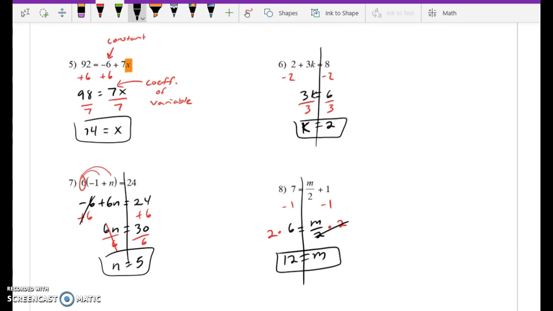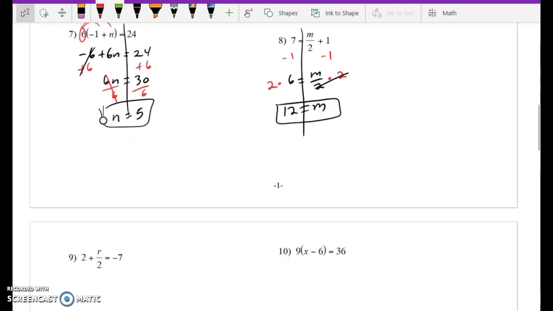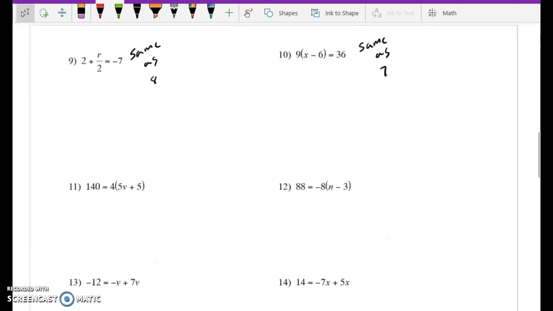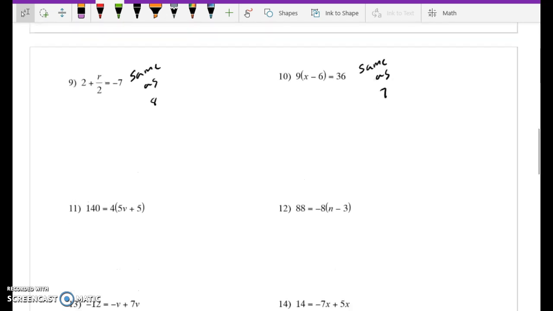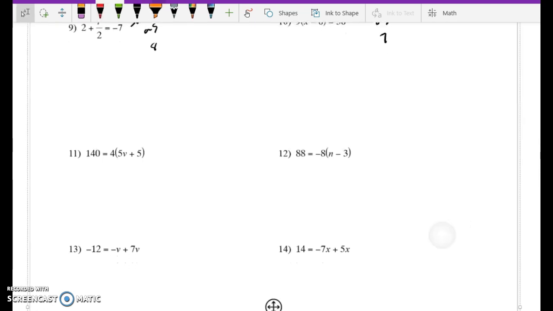Please remember to pause the video, rewind, do what's needed to make sure you can solve all these problems. Since number 9 is the same as 8, I won't be doing it, and since 10 is the same as 7, I won't be doing that one. So we keep moving on. 11 and 12 are very similar to 7 as well. I'll just show one more as an example. So here's 12. Take this, you distribute it in.